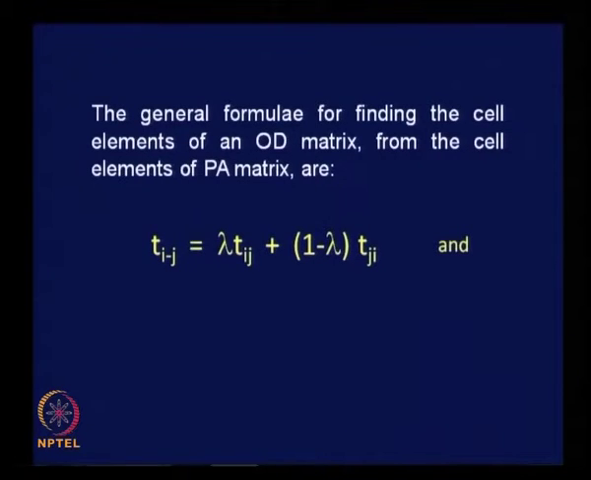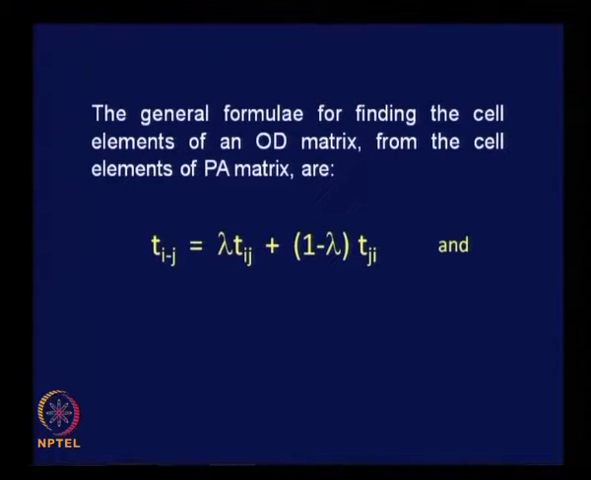You can say Ti dash j is equal to lambda times Tij plus 1 minus lambda times Tji, or in other words, the number of trips originating from I destined to j is equal to the proportion of trips originating at I multiplied by the number giving information about trips produced at I and attracted to j, that is what is meant by Tij, plus 1 minus lambda times the number of trips produced at j and attracted to I, is not it. That is what we mean by this simple equation.